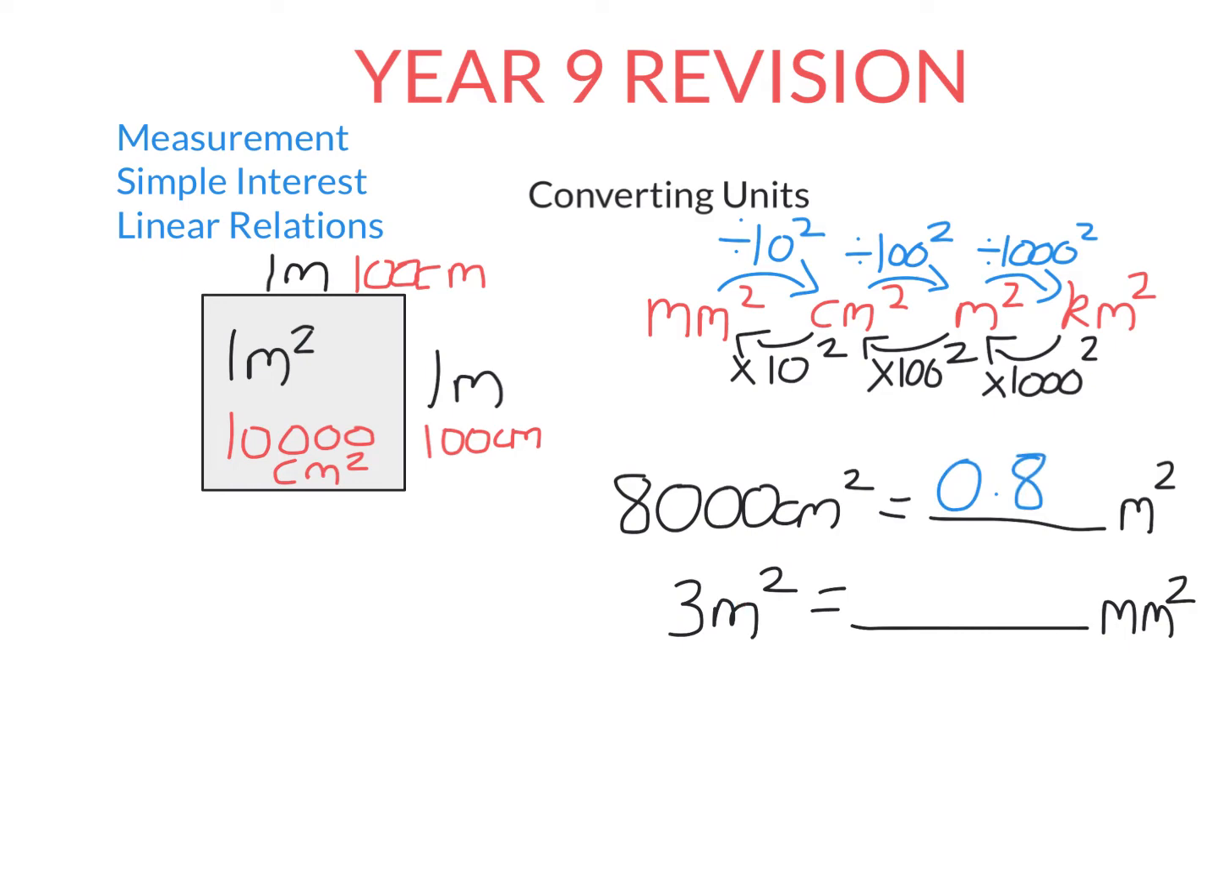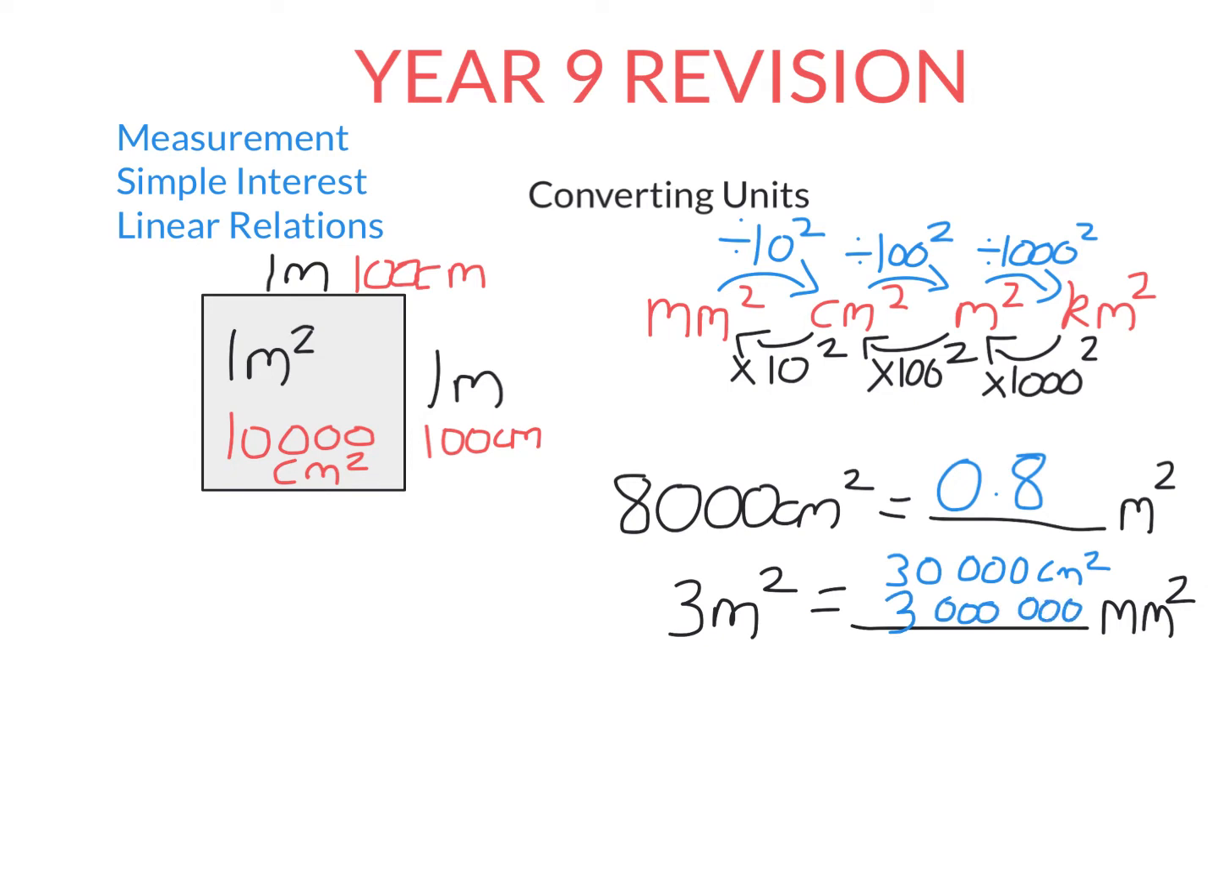So how about converting meters squared to millimeters squared? So what I have to do is first convert to centimeters squared. So 3 meters squared, I go 3 times 100 squared, that's actually 30,000 centimeters squared. If I now want to put this into millimeters squared, to go from centimeters squared to millimeters squared, I times by 10 squared. 30,000 times 10 squared is actually 3 million. 3 meters squared is 3 million millimeters squared.